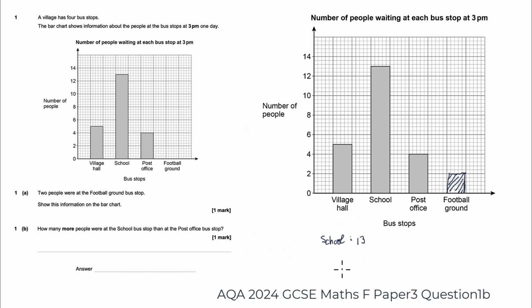The other bus stop was the post office bus stop. So let's write that down, post office, and let's do the same for that. We'll go up to that height and along to read off the number of people. There's 4. How many more people are at the school bus stop than the post office? So we would take 4 from the 13. That'll give us 9. So there were 9 more people.